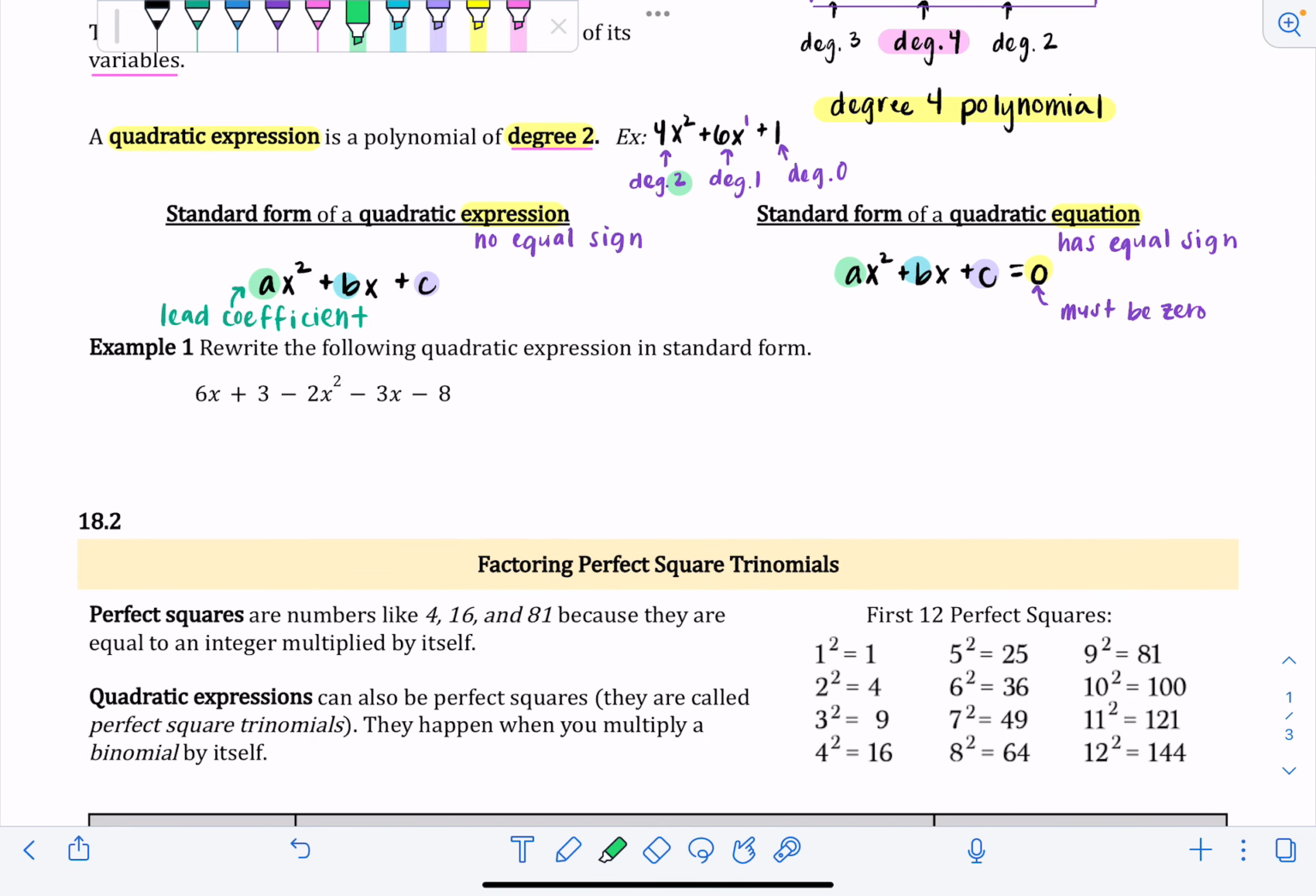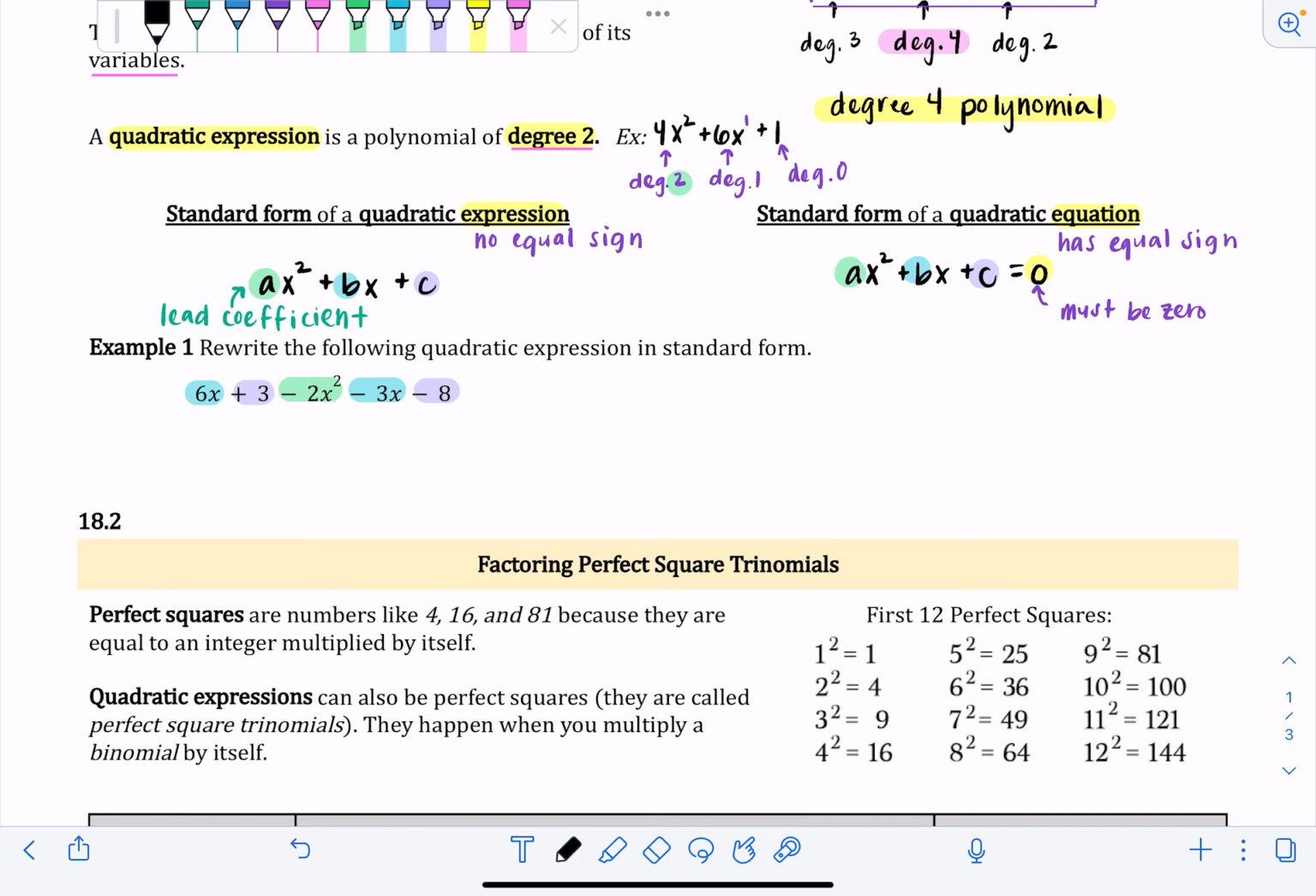So I have my negative 2x squared, but I don't have any other x squared terms, so I won't combine that with anything. I have a 6x and a negative 3x. Those both have x to the first power, so I'll be able to combine those. And then I have a 3 and a negative 8. Those are both constant, so I can combine those.